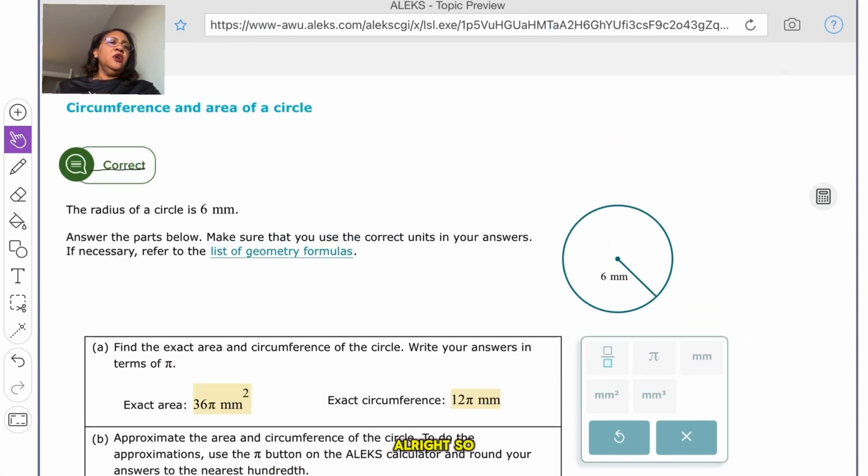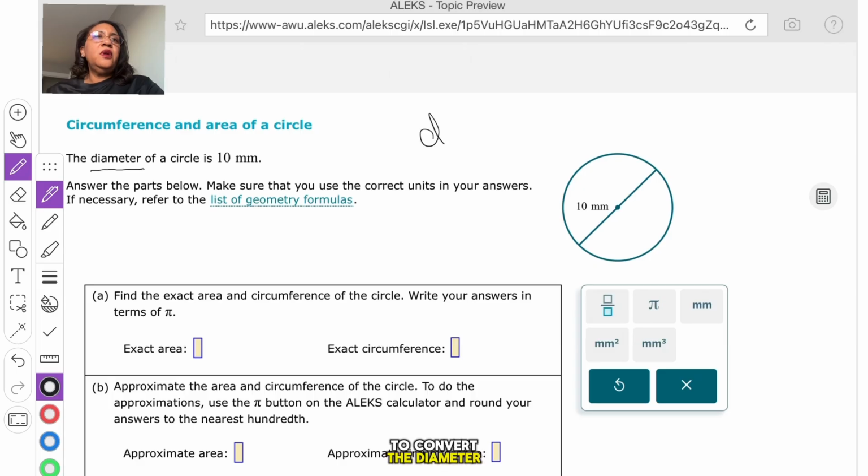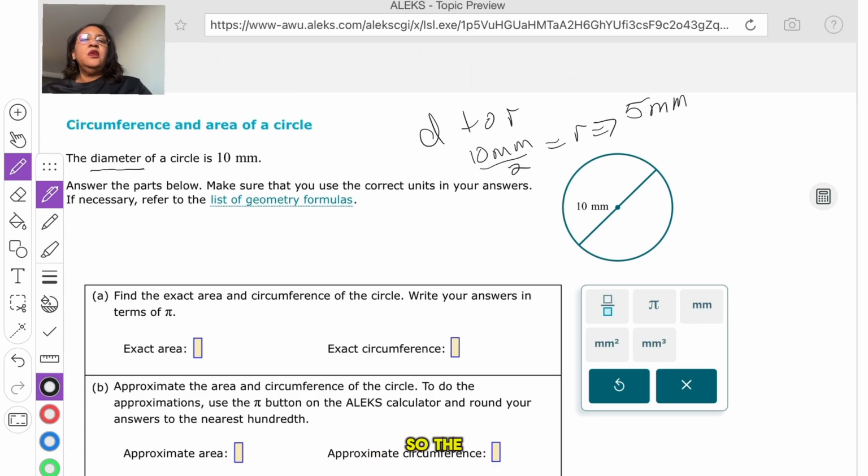All right, so there's that. Let's do one more. Now we have a diameter of 10 millimeters. So remember, you have to convert the diameter to radius. So that would be 10 millimeters divided by 2. So the radius is equal to 5 millimeters. So the exact area is pi r squared.